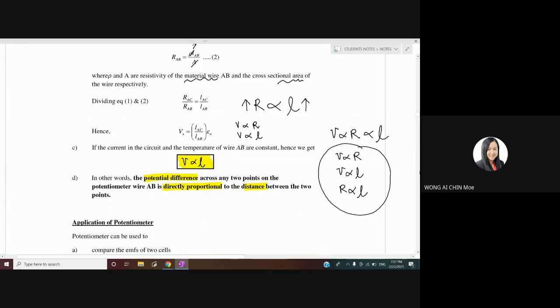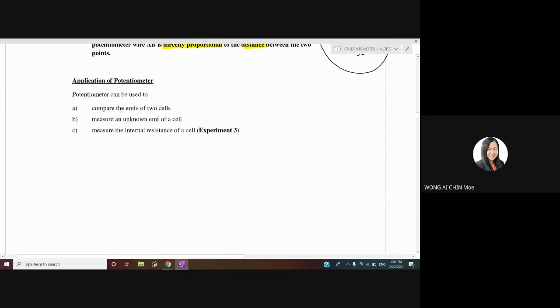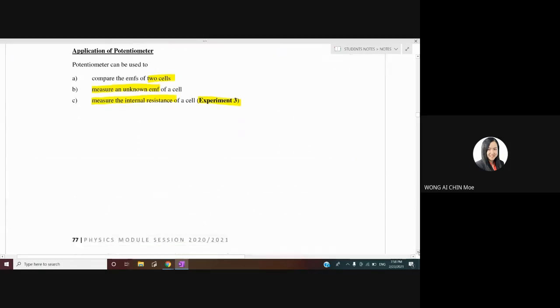So the application, we continue. What is the application of the potentiometer? Usually we use it to compare the EMF of 2 cells. We can use it to measure the unknown EMF of a cell. We can also use it to measure the internal resistance of the cell, and this one is experiment 3. So these are the functions or applications of the potentiometer: to compare, to find out the unknown, and to find out the internal resistance of the cell.